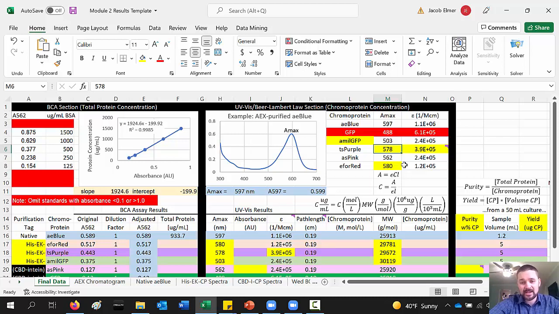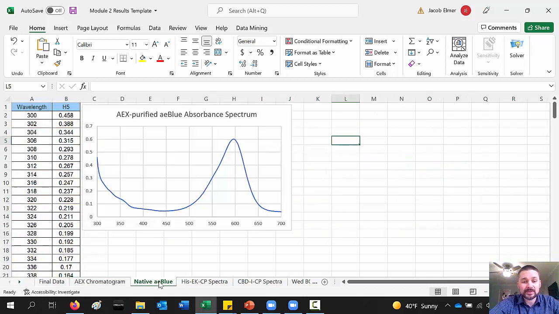Here's the values. We're going to use the same type of approach, but for the tagged proteins. Okay? All right, so anyways, with native AE blue, we don't have to worry about that. The absorbance maxima is 597 nanometers. So here we go. This is the absorbance spectrum that we collected for that sample.